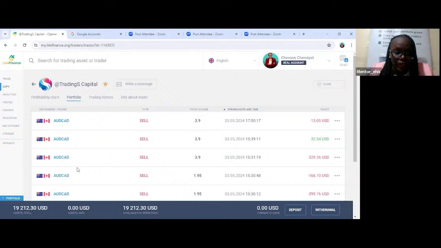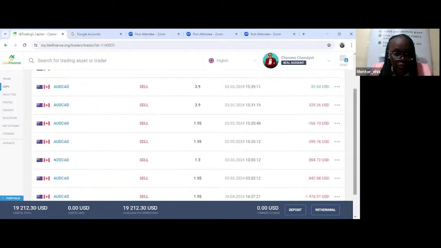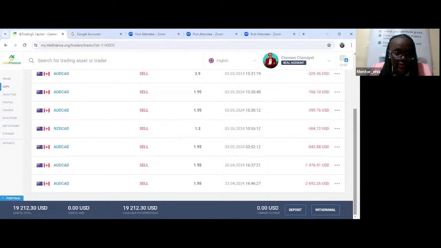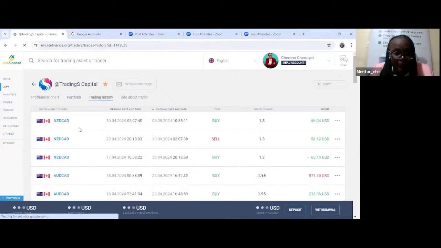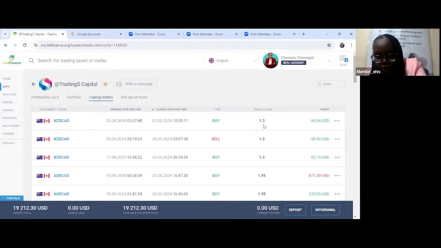AUD card, they trade, and this one seems to trade one instrument throughout. NZD card. So this one is 2. In terms of volume, it's 3.9, 3.9, 3.9. And in terms of profits, you can see, like for this month, you check the trading history. NZD card was buying 1 point in terms of lot size.